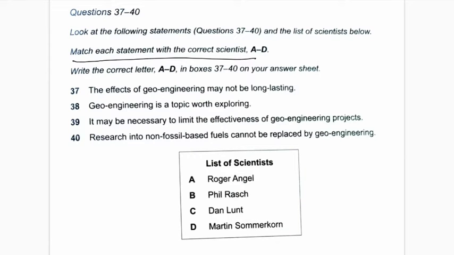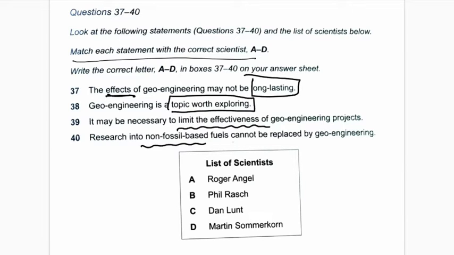Then after 37 to 40 we have given some statements, and these statements were mentioned by one of the scientists given in the list A to D. So, effect of geoengineering may not be long lasting. Geoengineering is a topic worth explaining. It may be necessary to limit the effectiveness of geoengineering projects, right? And research into non-fossil based fuels cannot be replaced by geoengineering. So these are the keywords that we have marked.